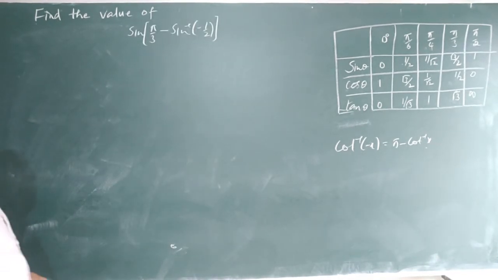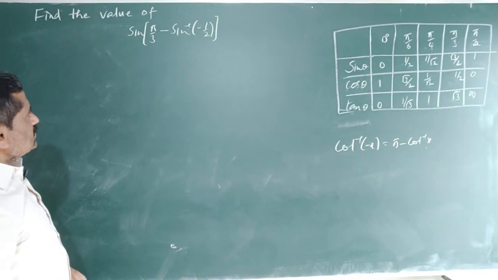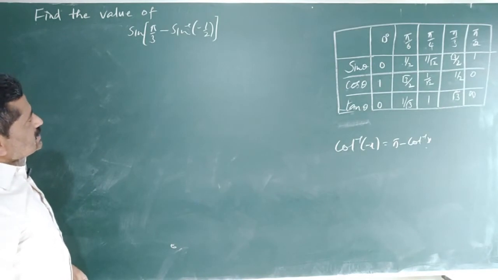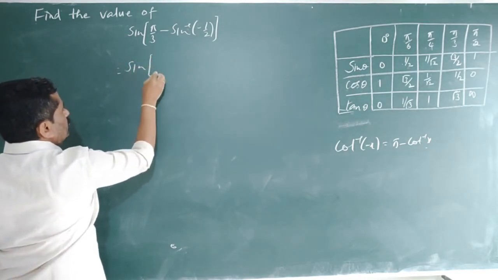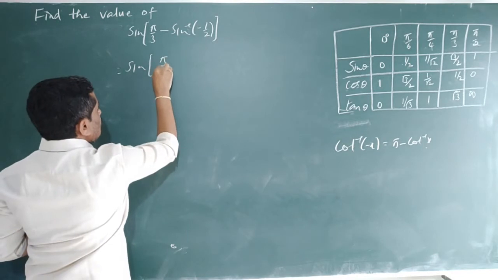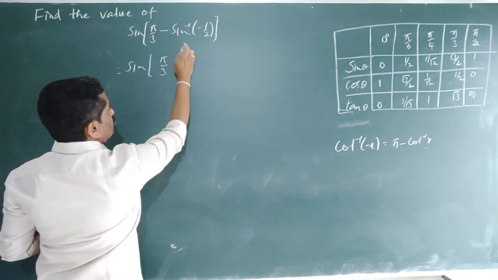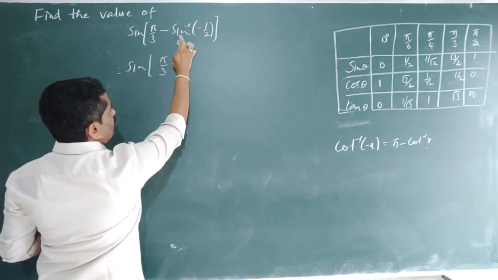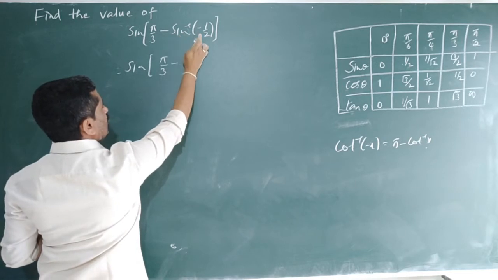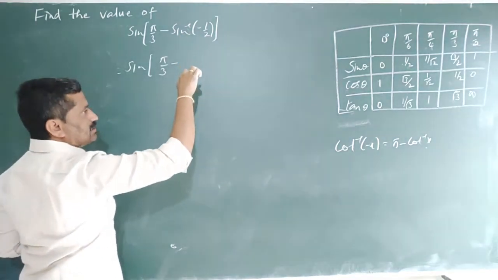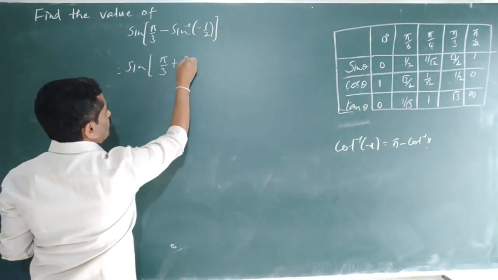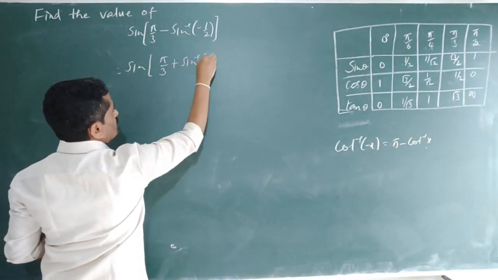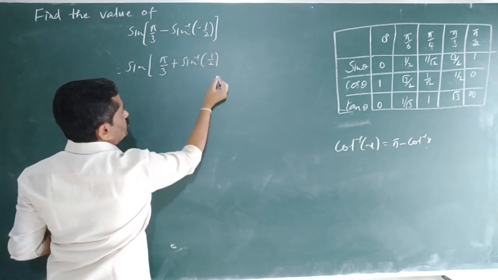Next we have: find the value of sine of pi by 3 minus sine inverse of minus 1 by 2. So that is equal to sine of pi by 3, written as it is. Now minus, this is in the form of sine inverse of minus x. We know that can be written as minus sine inverse of x. So minus into minus is plus, that is sine inverse of 1 by 2.